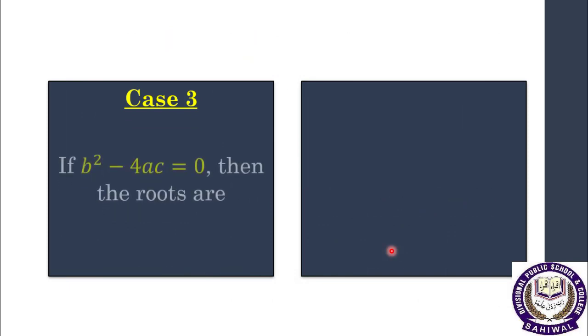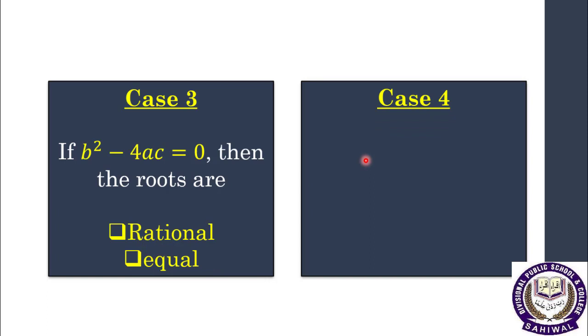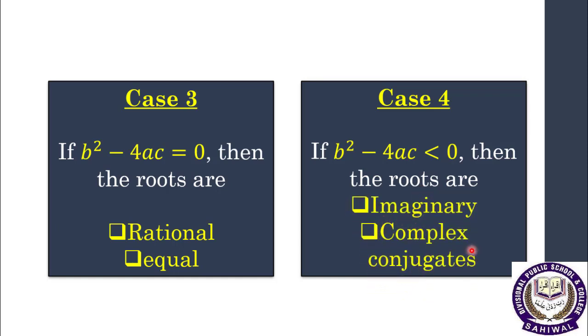In case 3, if the discriminant is equal to 0, meaning b square minus 4ac is equal to 0, then the roots are rational and equal, meaning the 2 values we get as a root should be equal. The last case is when the discriminant, that is b square minus 4ac, is less than 0, meaning a negative number, then the roots are imaginary numbers and they are the complex conjugates of each other.